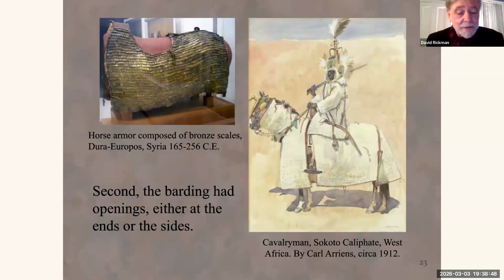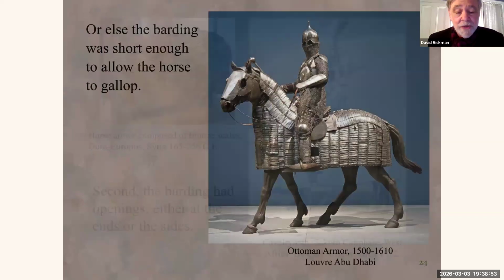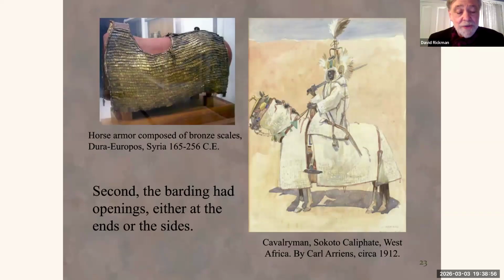Second, in contrast to the Segesser painting, in order to let the horse move freely, the armor usually had breaks in it, whether at the front and sides, that's the Dura Europus armor up above, and to the right is an African armor. The Dura Europus armor is open on the side, on the front and back. The African armor from West Africa is open on the sides. Somehow the horse's legs have got to be able to move, and if it's hanging straight down as you see here, something's got to give, and it's usually either the front and back or on the sides.